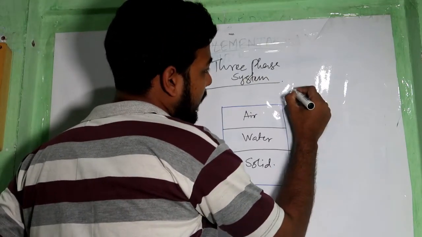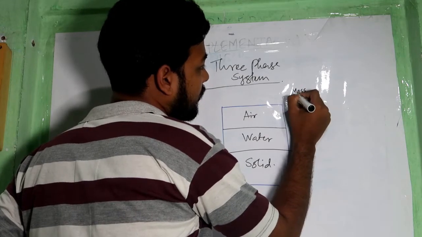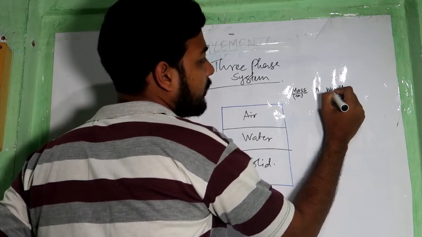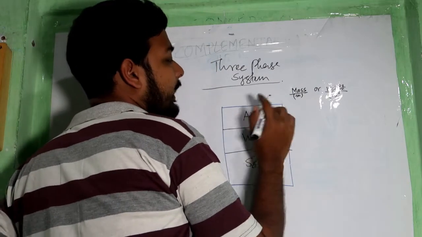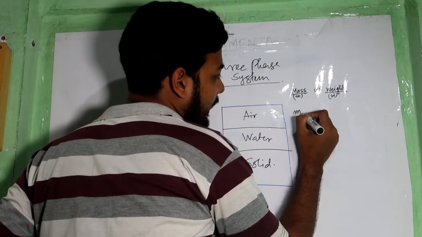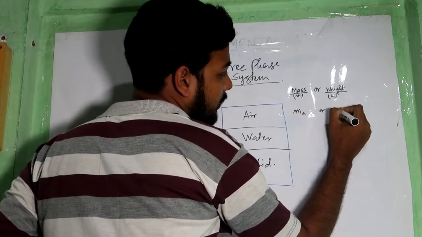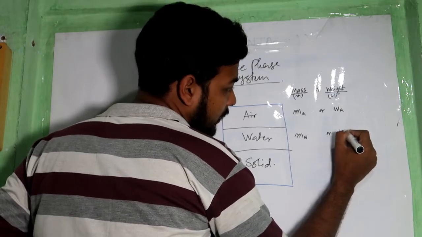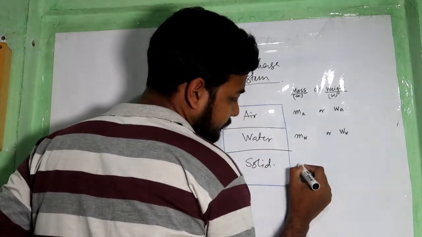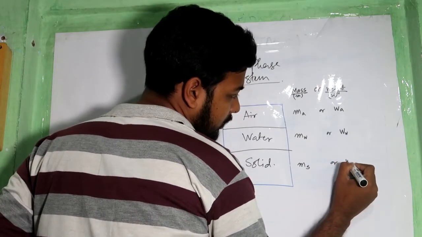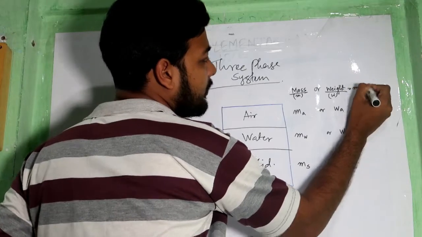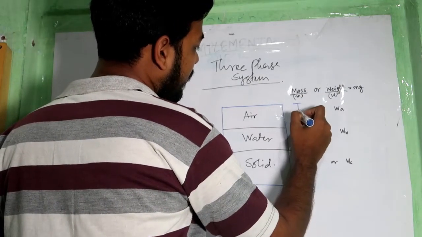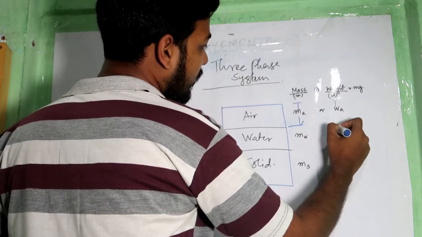Suppose we denote on this side mass, or weight. This is the air, so mass of air I write here Ma or Wa. Water, mass of water or W of water. Solid, Ms or Ws. Weight means mass into g. So this is I denote as per mass, as per weight.